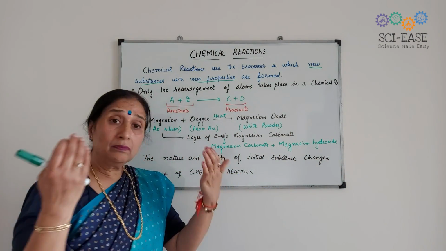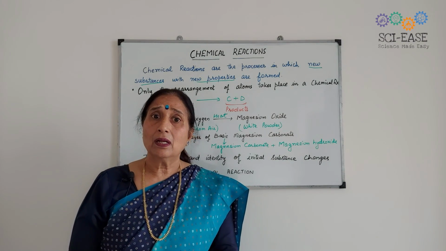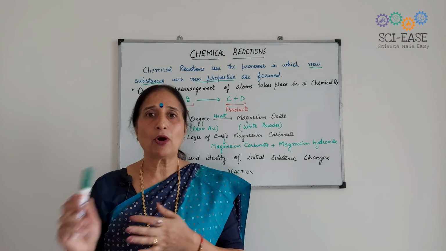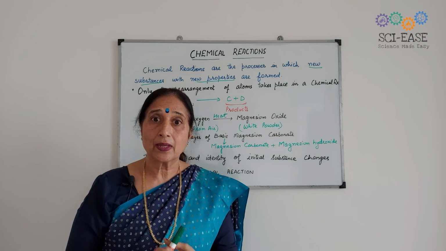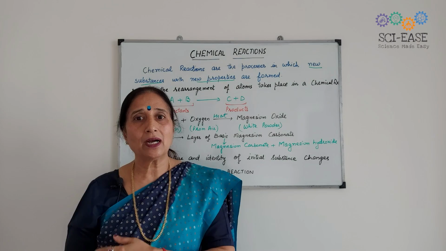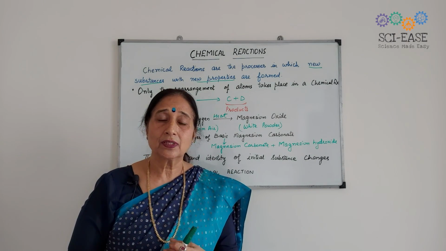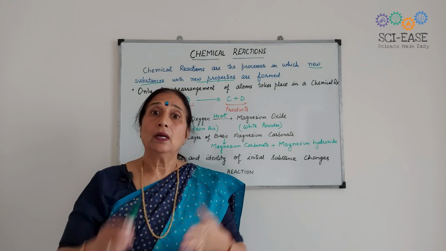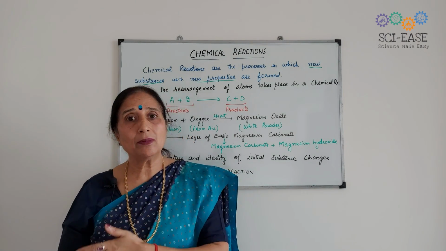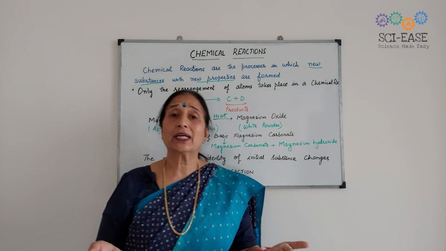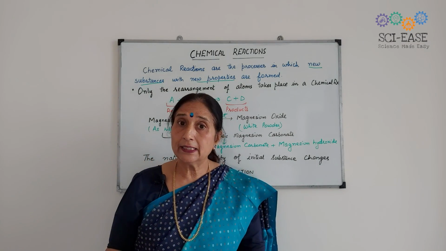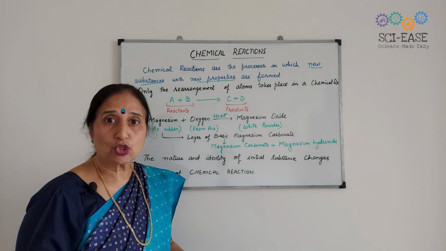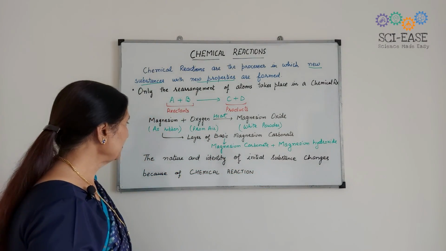So there are so many examples. That is combustion of a fuel, carbon plus oxygen forming carbon dioxide, methane plus oxygen forming carbon dioxide and water, hydrogen plus oxygen forming water, nitrogen plus hydrogen forming ammonia. So many examples of chemical reactions are there. We will study them when we study the various topics of this chapter.